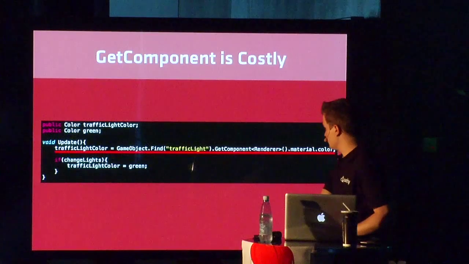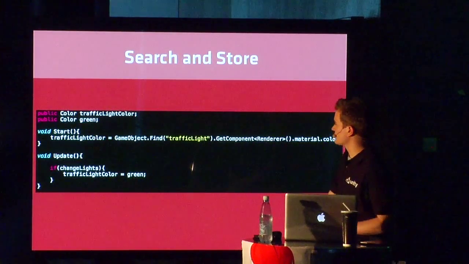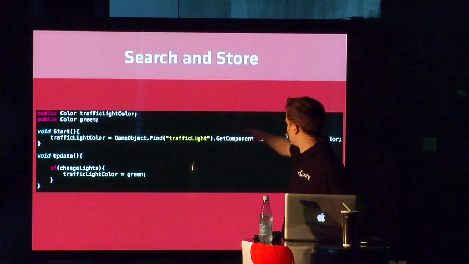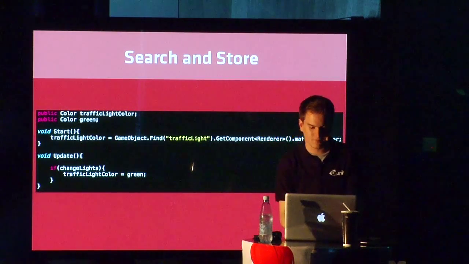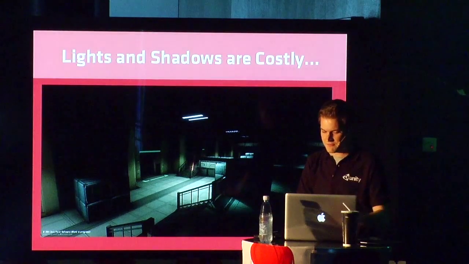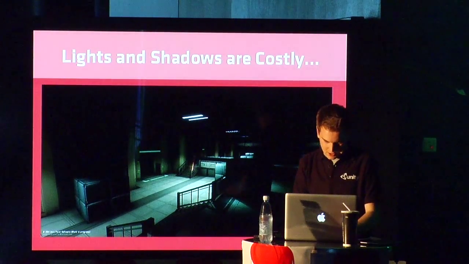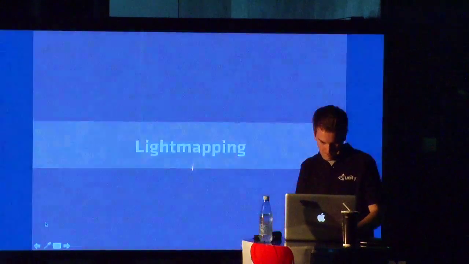So what you want to do is move that somewhere it's not going to do that. So in Start, it's just going to get the color at the beginning, so it has it stored, then apply it later on. It's not having to do all this extra stuff. So like I was talking about before, lights and shadows are fairly costly, and what you want to do is use light mapping.